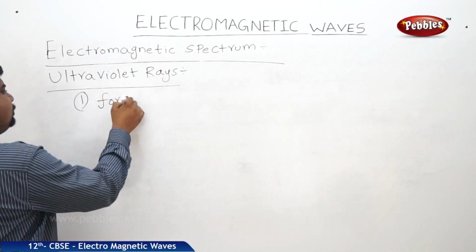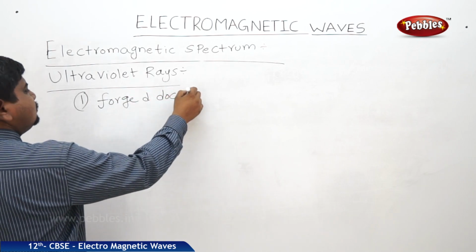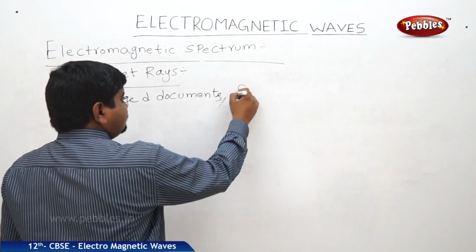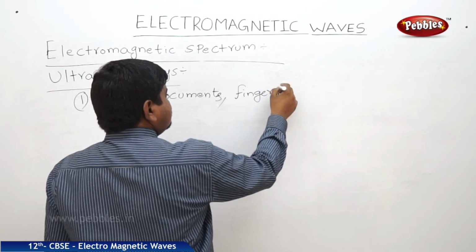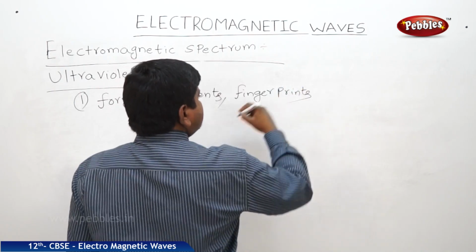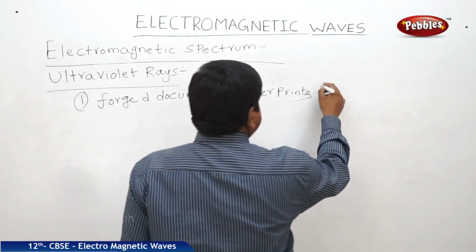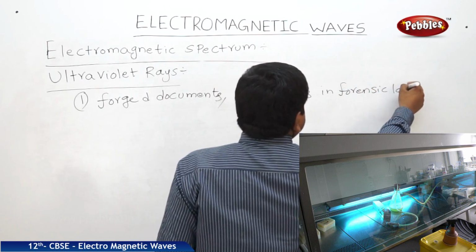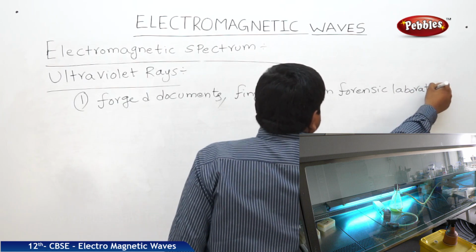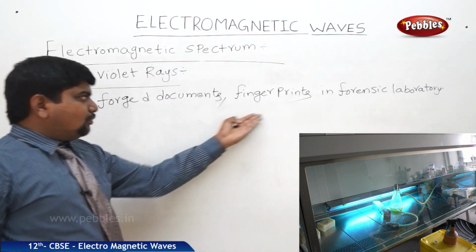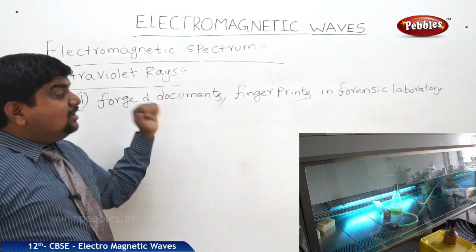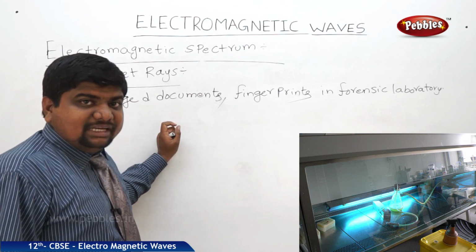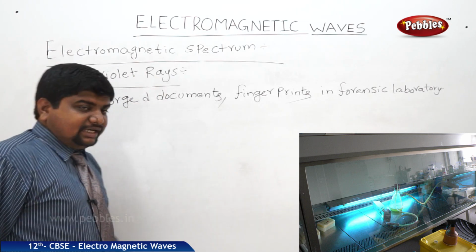To find out the forged documents, fingerprints, in forensic laboratory. So now we are watching this forged documents technology, fingerprints technology to reveal the secrets behind the death mysteries and many mysteries. So UV rays are helpful like that.